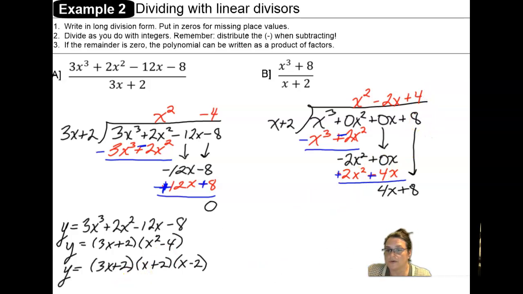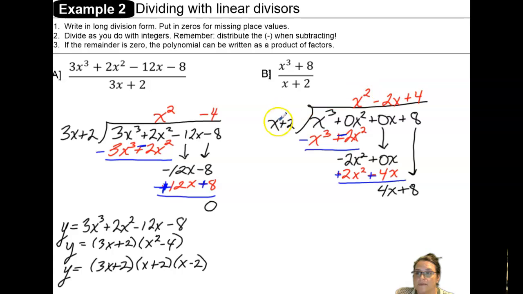Then we're going to move this down out of the way. Okay, then we're going to multiply. So 4 times x is 4x, and 4 times positive 2 is a positive 8. Then we can draw a line and change both signs. So both of these now will be subtraction and combine like terms. So 4x minus 4x is 0, and that cancels. 8 minus 8 is also 0, which would be the remainder.